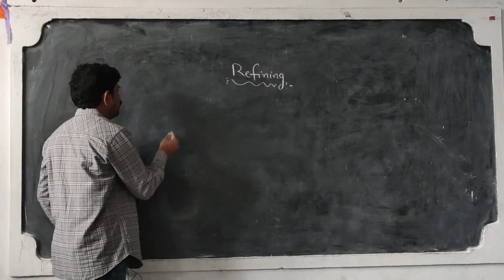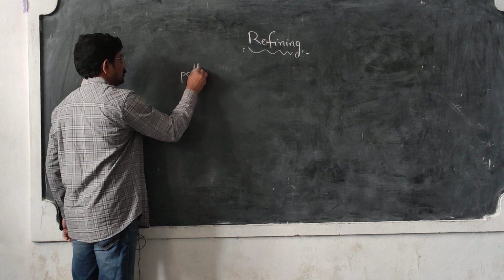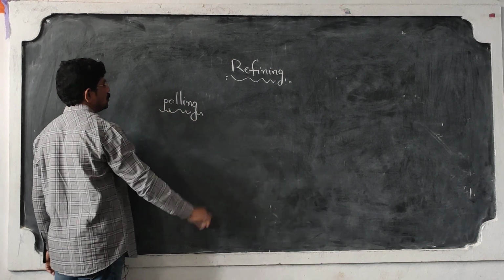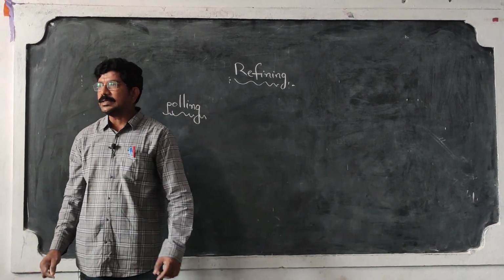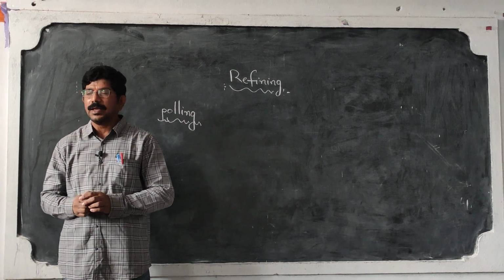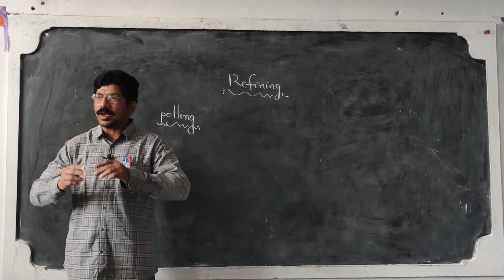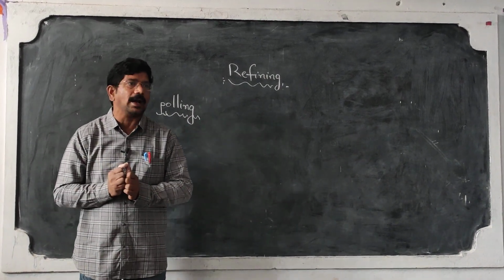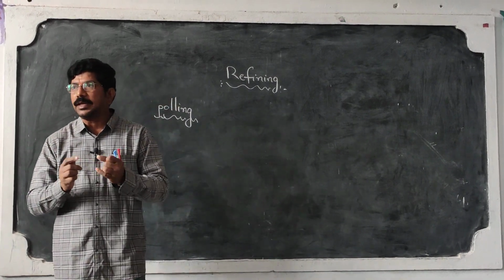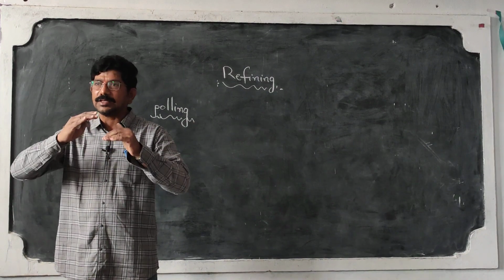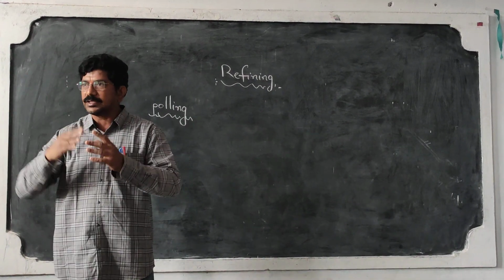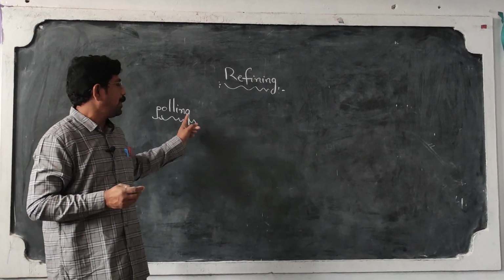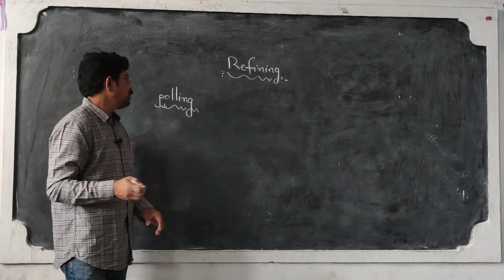Make a note of poling. This is the oldest method. In this method, we constantly stir the molten crude metal with the help of green logs. If any oxides are present, they are expelled as gases. Generally, copper metal is purified by this method, known as poling.